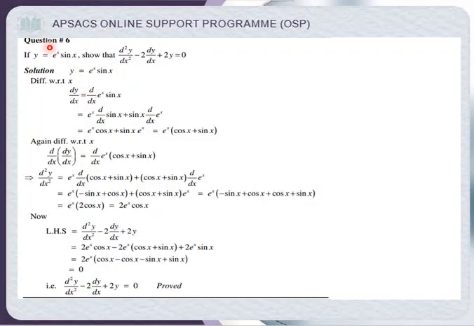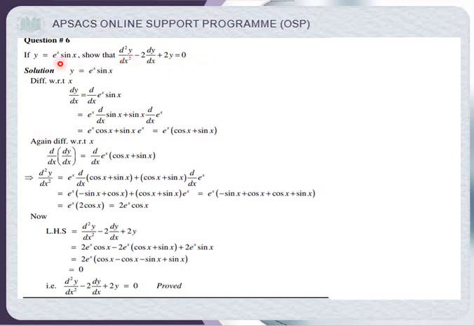I'm starting question number 6 with the name of Allah. Bismillahir Rahmanir Rahim. Question number 6: if y is equal to e raised to the power x sine of x, two functions in u into v shape, that is product form, we have to show that d square y upon dx square, the second derivative, minus 2 times the first derivative plus 2 times the original function y, is equal to 0. We have to prove this.